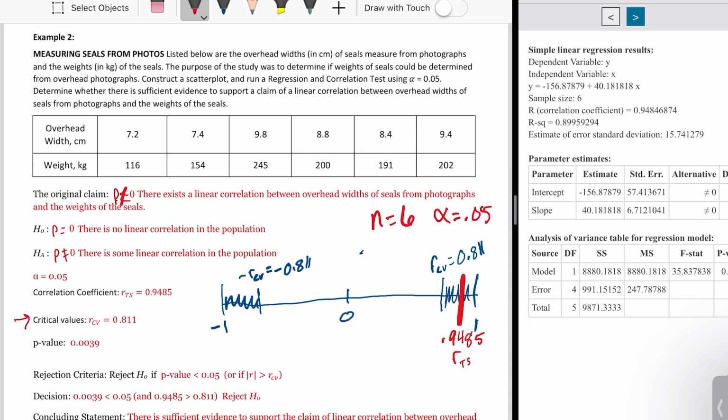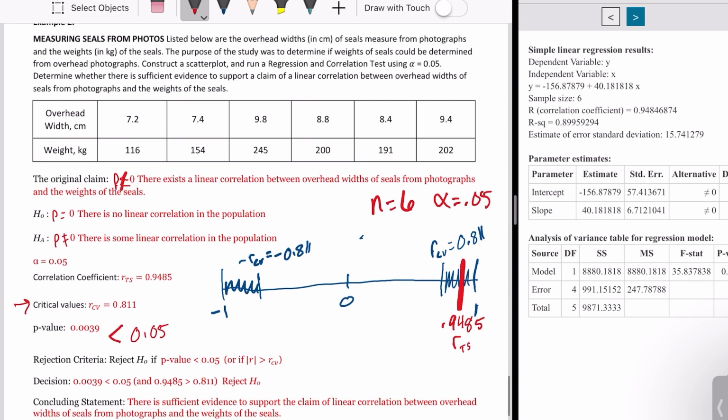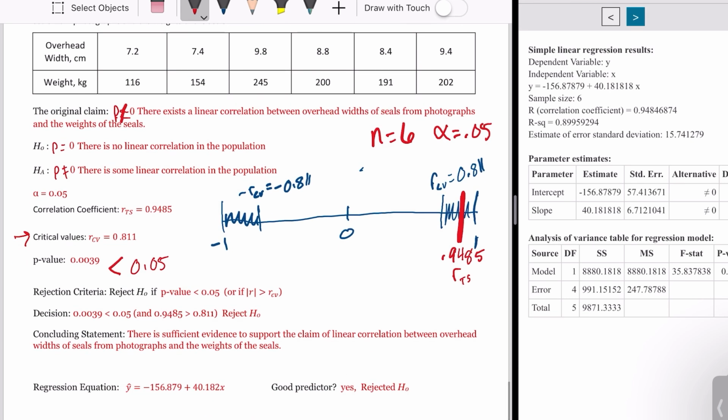And then also my p-value, 0.0039, is definitely less than alpha, which is 0.05. So I'm going to reject the null hypothesis here, right? Right. So that means there is sufficient evidence to support a claim of linear correlation.